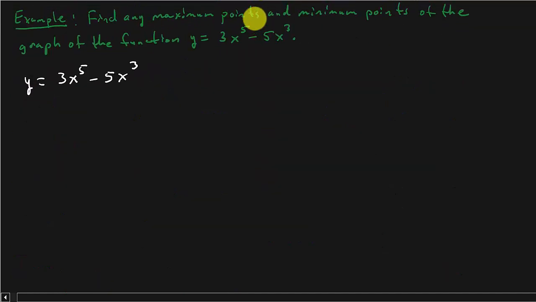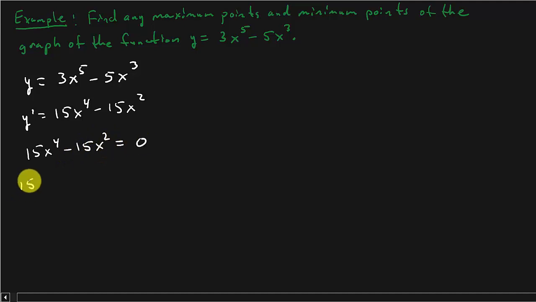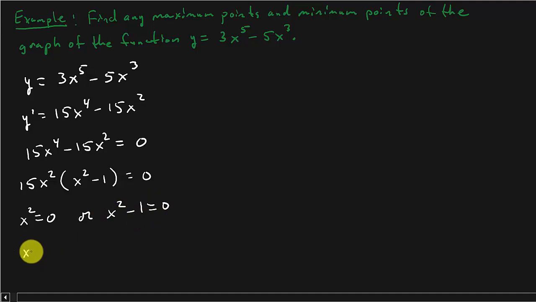So we remember how to do that from the first example. So I have y prime is equal to 15x to the 4th minus 15x squared. So 15x to the 4th minus 15x squared equals 0. I'm going to factor out a 15x squared, and that's going to leave me with x squared minus 1 equals 0. So I get x squared equals 0, or x squared minus 1 equals 0. So x equals 0. Here x squared equals 1. x equals plus or minus the square root of 1, and the square root of 1 is 1.